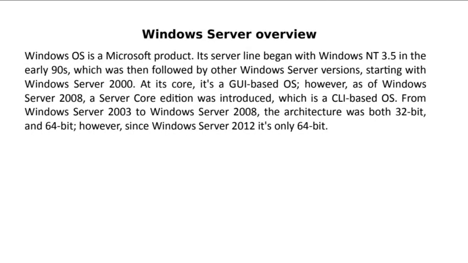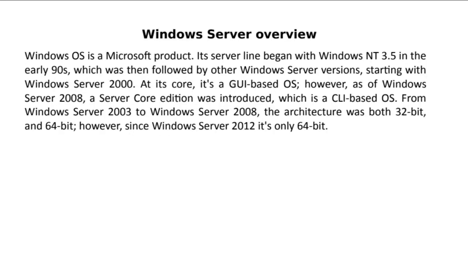Windows Server overview. We started with Windows, it was called Windows NT 3.5. This is just a bit of history. We started with Windows NT 3.5 in the early 90s. Then we had other versions of Windows Server, such as Windows Server 2000. That was a very big thing when we received Windows Server 2000. It was a GUI, graphical user interface based OS, so it was a big thing at that time.